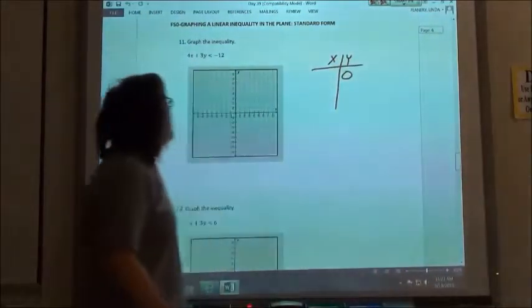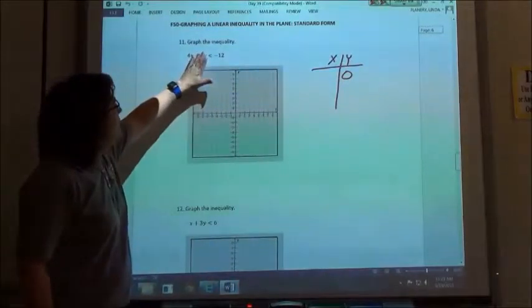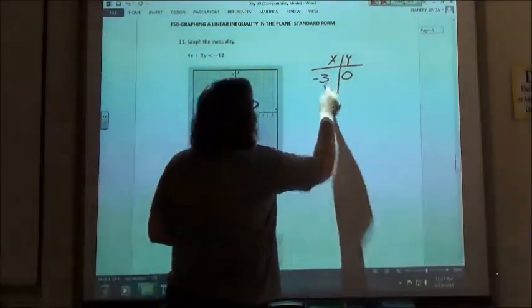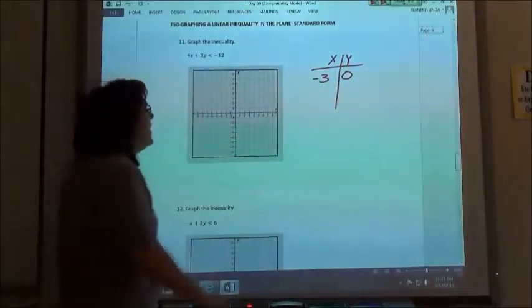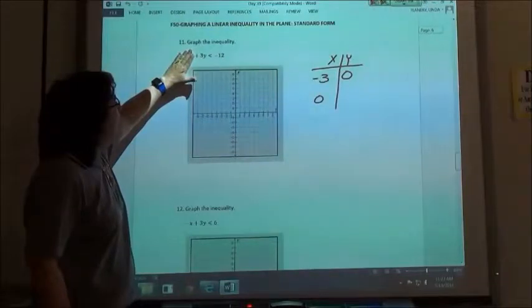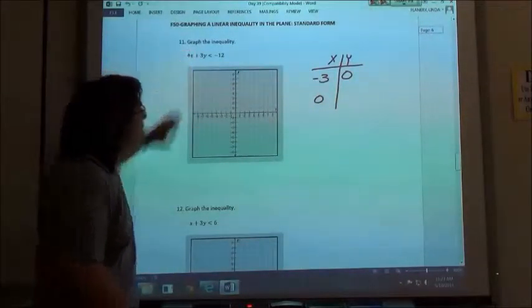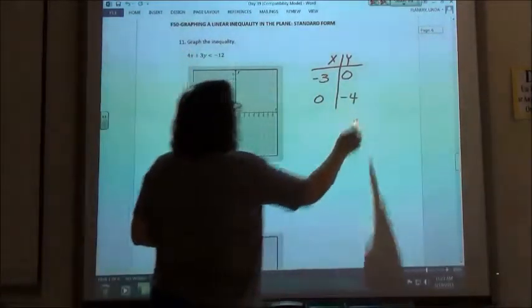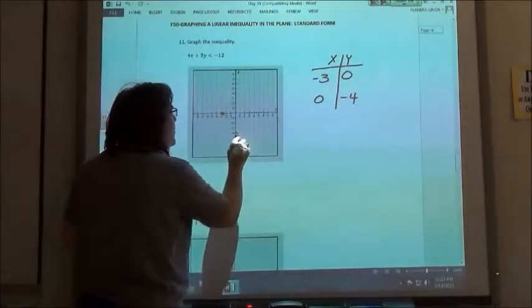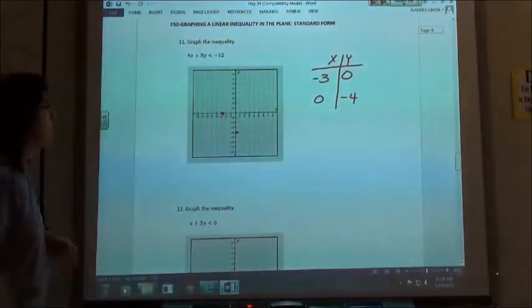If y is 0, that gets rid of the y, and so I'm going to take negative 12 divided by 4, which is negative 3. If x is 0, that gets rid of the x, I'm going to take negative 12 divided by a positive 3, which is negative 4. So my x-intercept is negative 3, my y-intercept is negative 4.